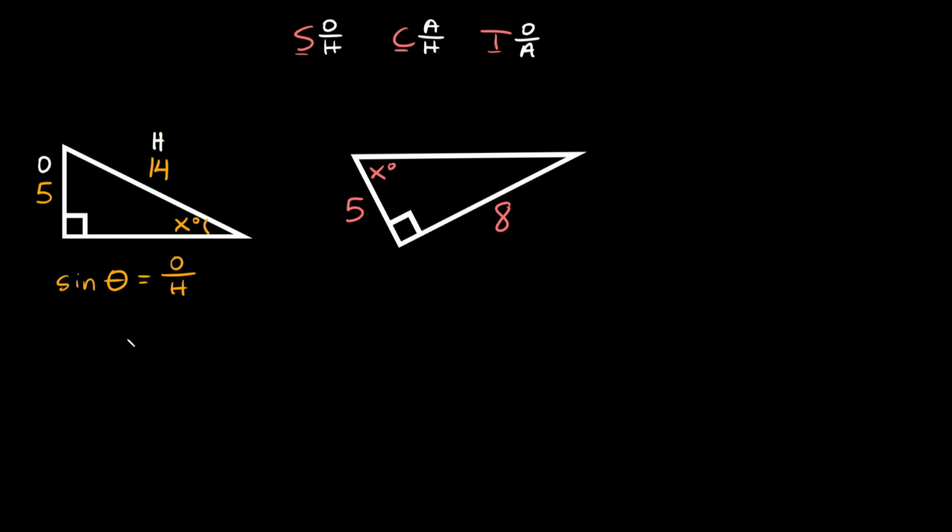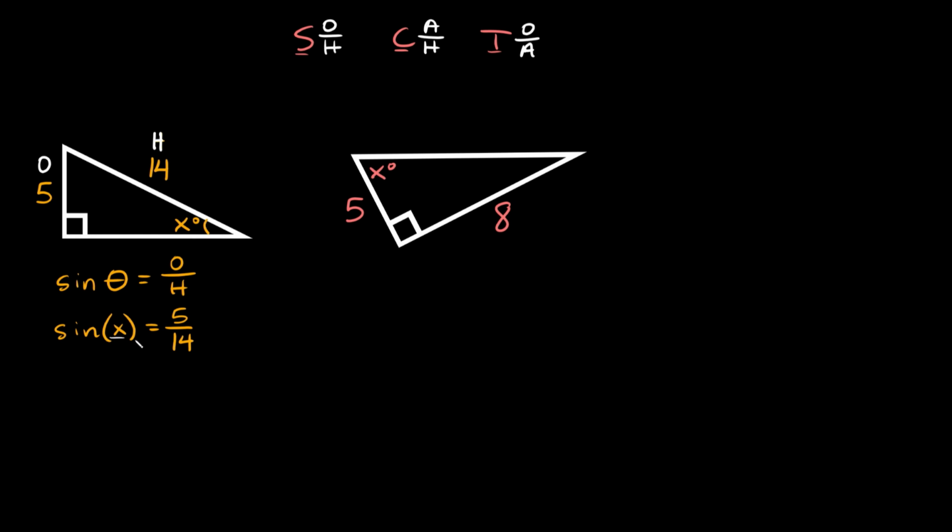Now let's start filling some stuff in. The sine of theta, the angle, which we don't know, so we're just going to plug in an x for theta right now. And that's equal to the opposite over the hypotenuse, which is 5 over 14.